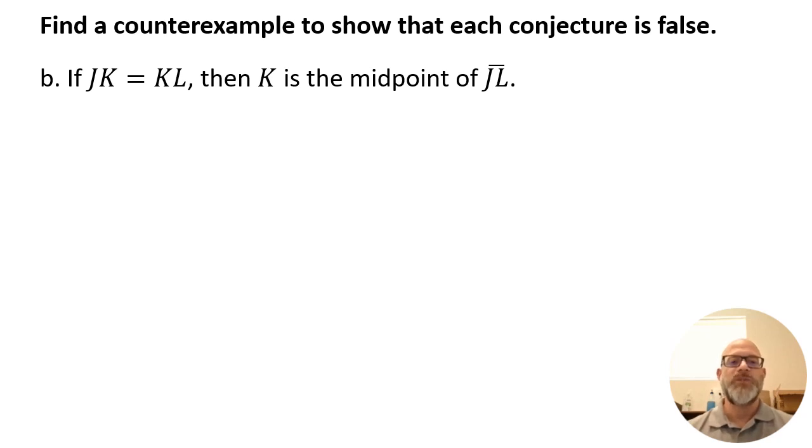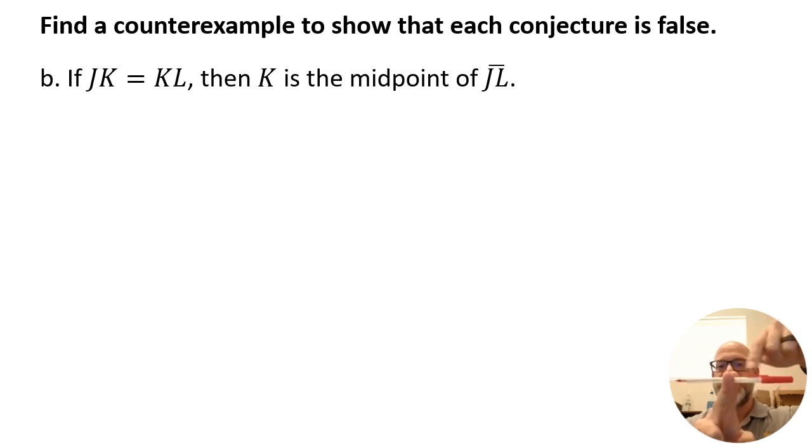If JK equals KL, then K is the midpoint of the line segment JL. Okay, just picture this with me. Just quickly picture it in your head. Let's say this is our line segment. Where would the midpoint be approximately? If this is segment JL, then K would be right about where my finger is, right about there.